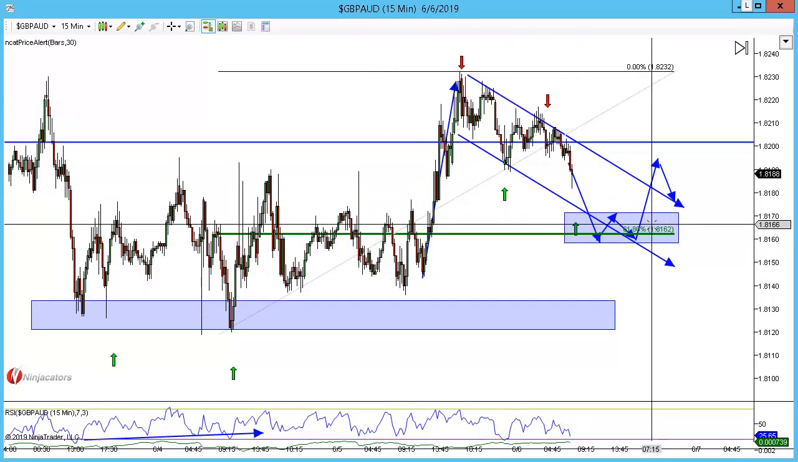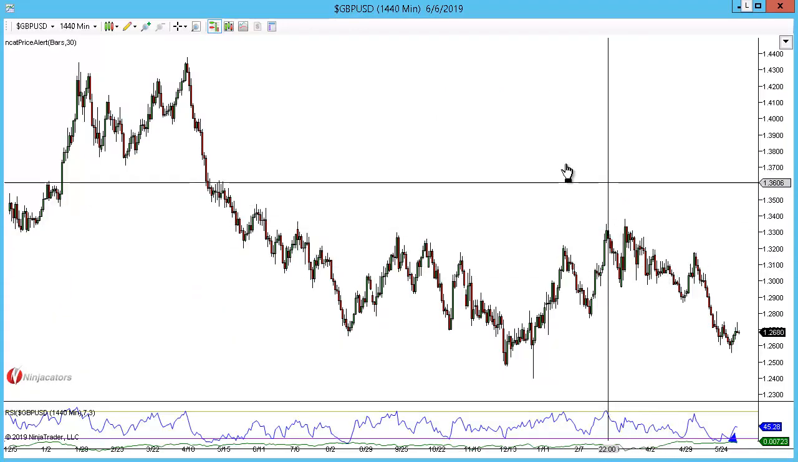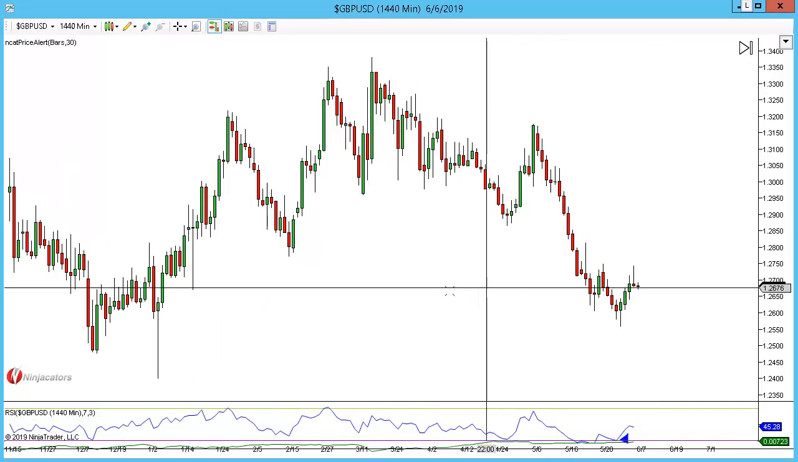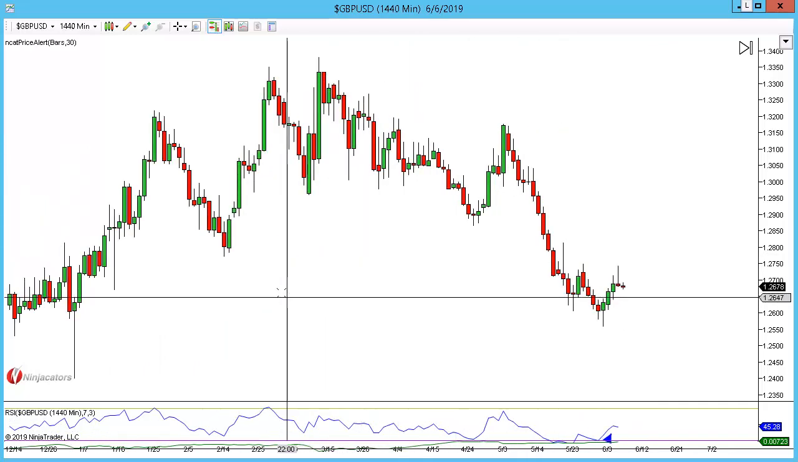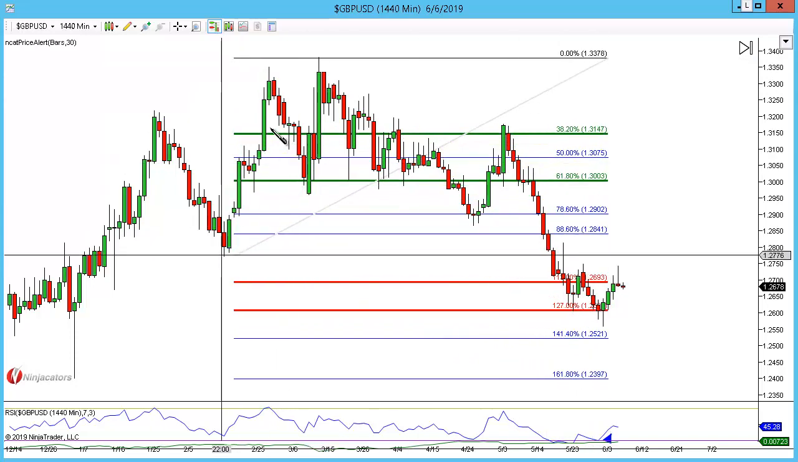So it's an opportunity. Pound dollar, we're looking at head and shoulders. It's some ways away if I'm honest with you. Said before that we were looking for this bigger move.